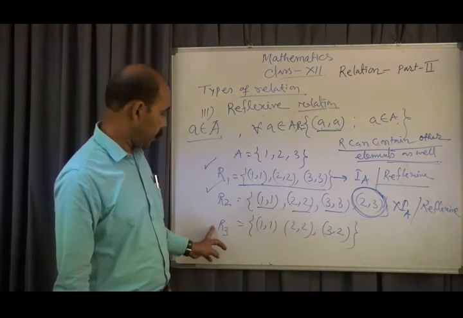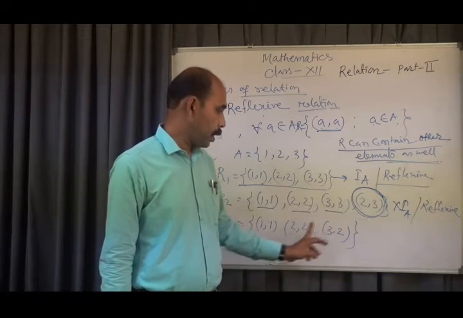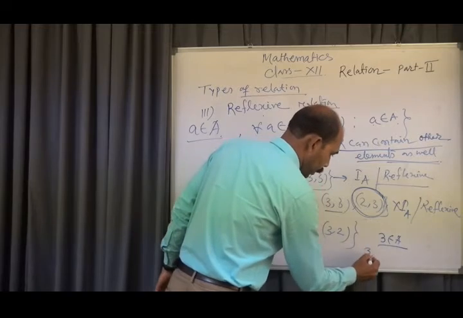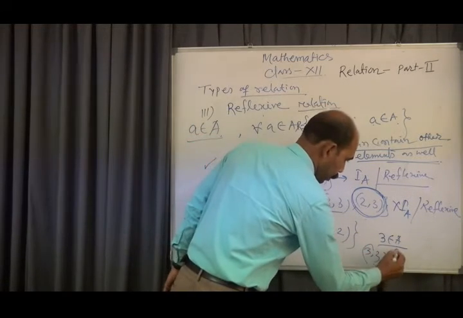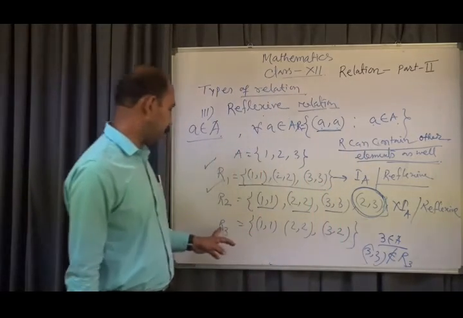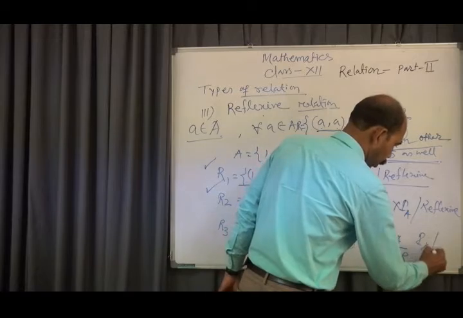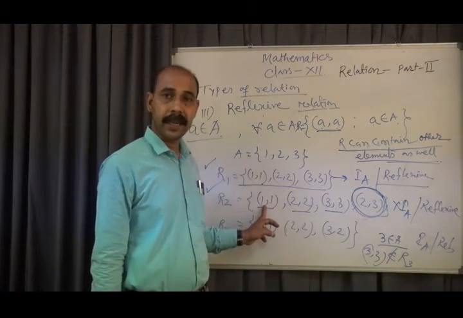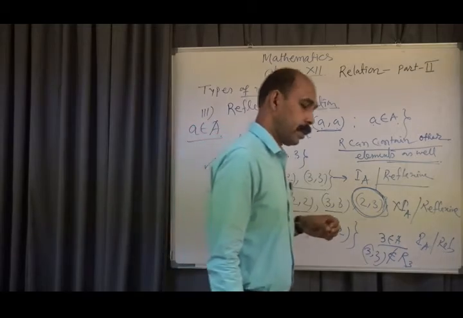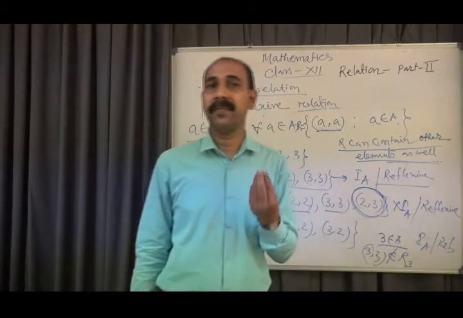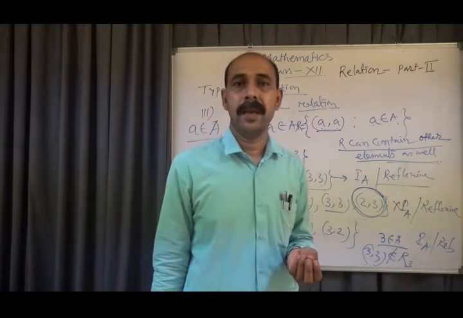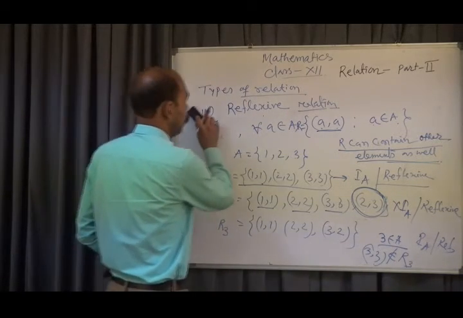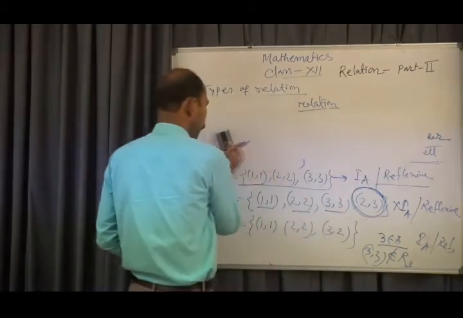But the third one, relation R3, you see that (1,1), (2,2), and (3,2). 3 is an element belonging to A, but (3,3) does not belong to R3. Since (3,3) does not belong to R3, it is neither an identity relation nor a reflexive relation. So this is the basic difference between reflexive and identity relations. And from this you can say every identity relation is a reflexive relation, but every reflexive relation may not be an identity relation. Next one, symmetric relation.